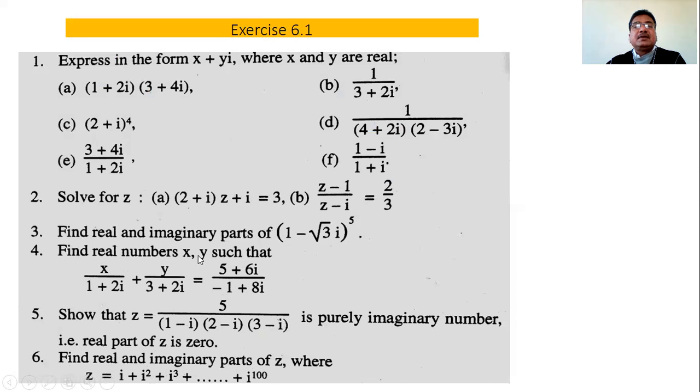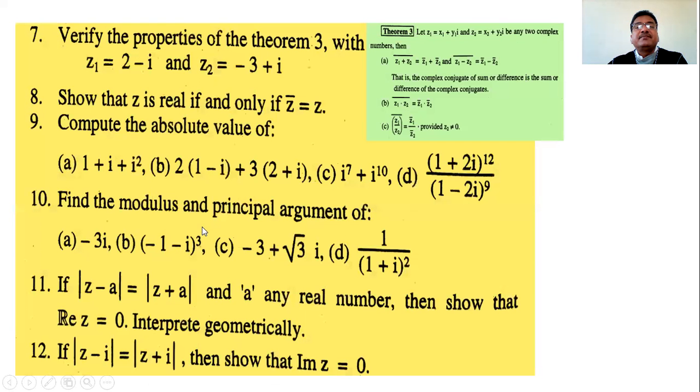So these are some problems for homework, for assignment. So solve all these exercise problems. So verify the property of theorem 3. This is theorem 3. We have to verify these properties for these numbers.